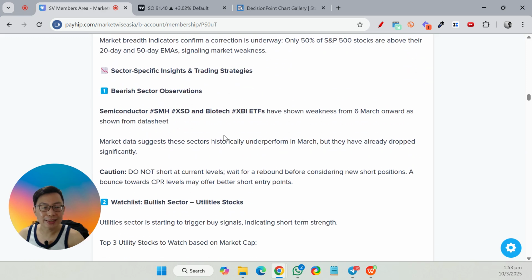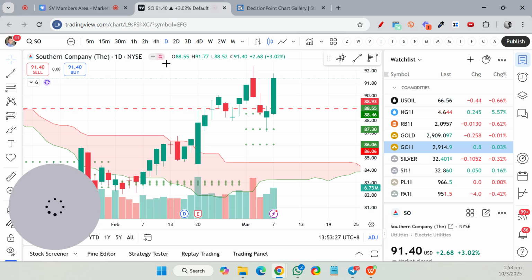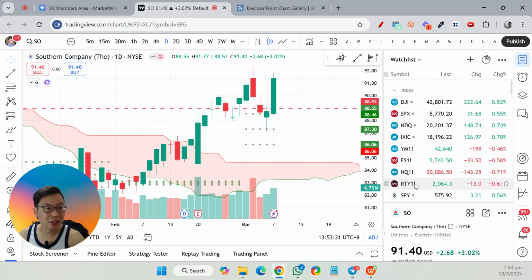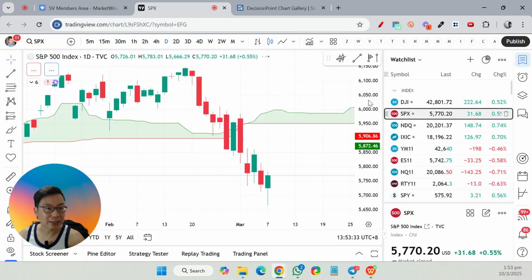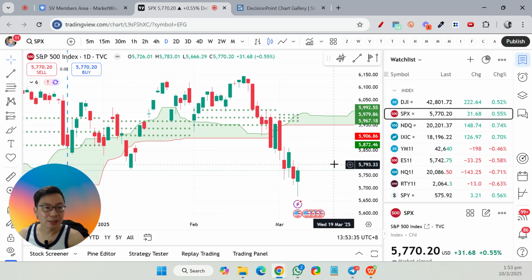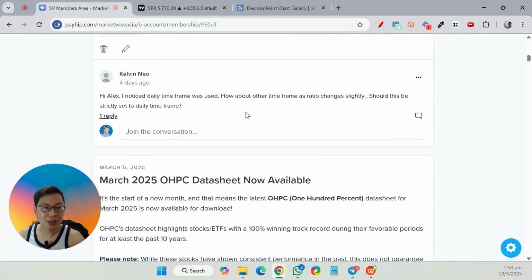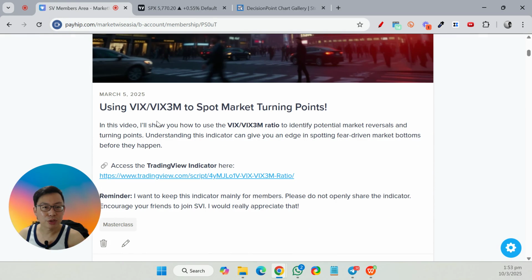All right, so let's head over to this coming week. Let's head over to the index first. The index, this was the one, SPX. This was the one that I mentioned, the VIX over VIX 3-month ratio.